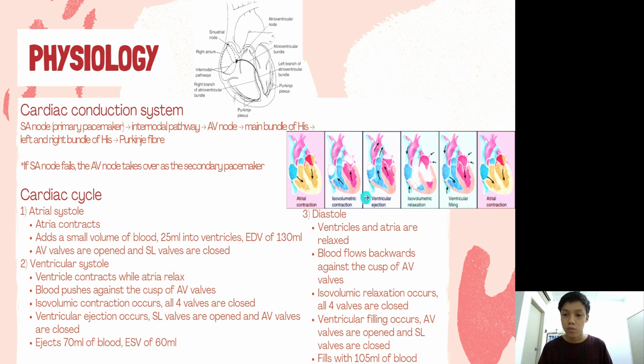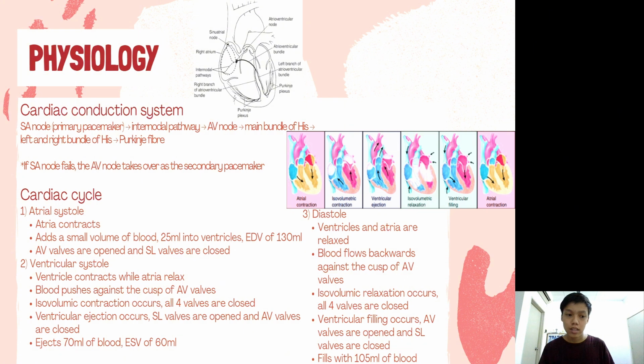So in diastole, the ventricles are repolarized and both the ventricles and atria are relaxed in this phase. So when the ventricle relaxes, the blood will start to flow backwards and push against the cusp of the aortic and pulmonary valve, forcing them to close. Now the first stage is isovolumic relaxation. This is another stage where all 4 valves are closed, because the pressure in the atrium is lesser than the pressure in the ventricle.